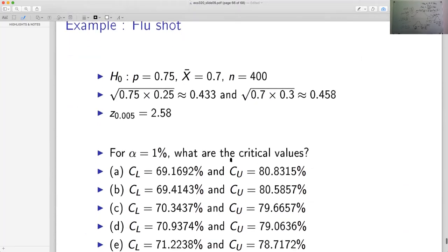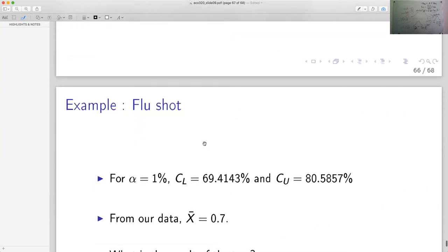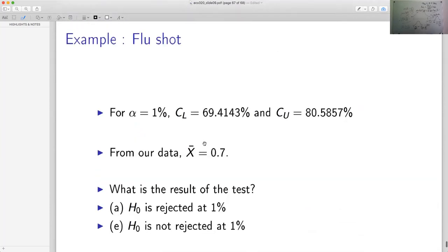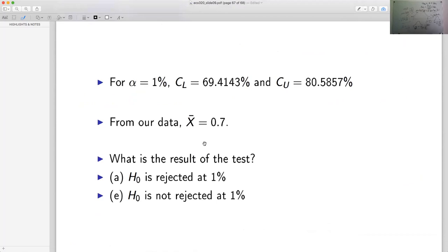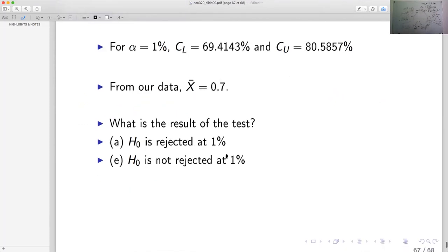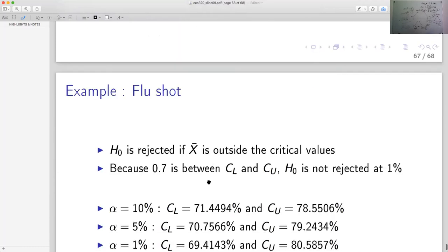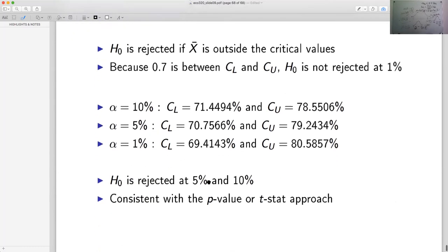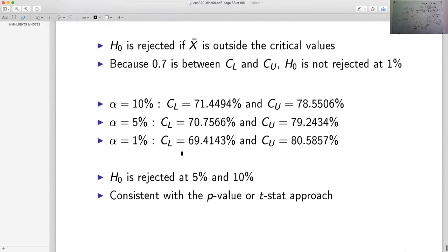For example, what is the critical value? This is actually a good exercise for you, so please spend some time on this. Your upper bound and lower bound would be 0.69 and 0.80 respectively. So 0.7 is actually inside of this range. On the other hand, you cannot reject the null hypothesis at the 1% level. I already revealed the answer for this, but please spend some time on your own, to see whether you can recover exactly the same thing or not.